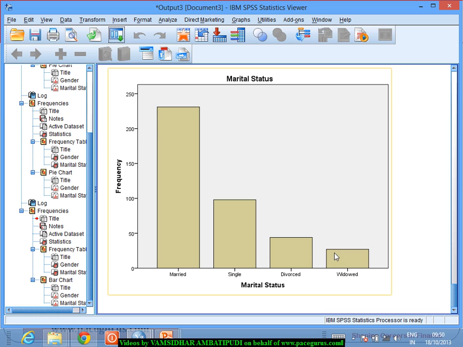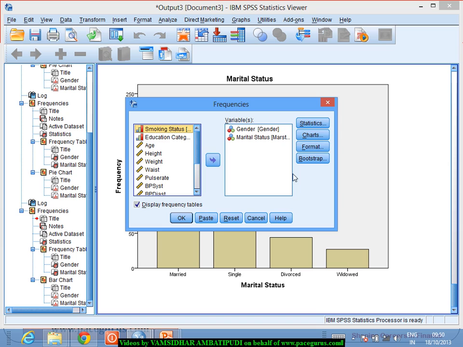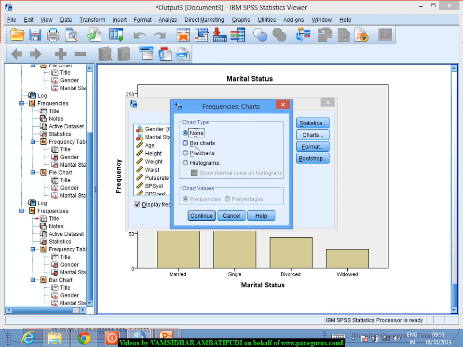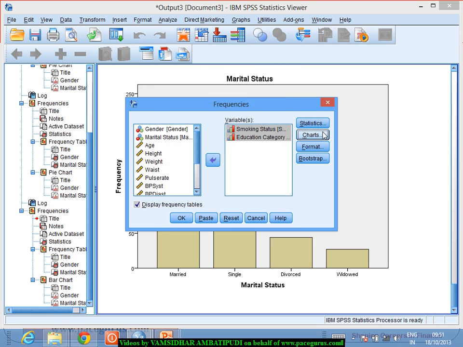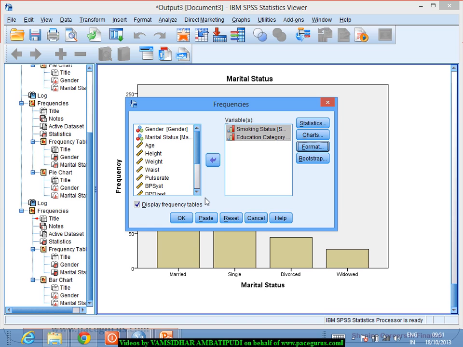Now the next thing is, how do I deal with the ordinal data? More or less, this is the same. Whatever you have done in case of nominal, the same thing can be repeated with ordinal, which means you recall the same. Just to make you comfortable, I'm resetting everything, and now I'm selecting the smoking status as well as education category. This time also the statistics does not have any meaning, so I'll go with a bar chart, right? And probably this time I'll use the ascending order of the values itself, not a problem.